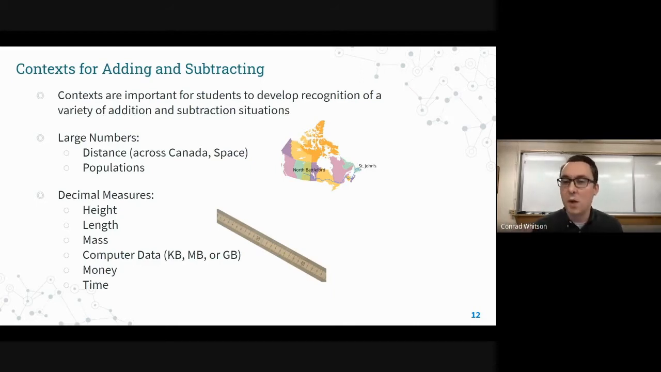Distances tend to work pretty well for finding some large numbers. Populations also tend to work pretty well for numbers in the 10,000s and 100,000s. And then when you're looking for decimals, we're looking for decimals involving tenths, hundredths, and thousandths across all three grades. So heights might be a common one, where you don't just want to measure to the nearest meter. Actual lengths of objects in centimeters or in meters as well. Mass is a common one in kilograms and grams. Computer data is an interesting one that tends to be measured to the nearest tenth, and then gets rounded up or reunitized into a larger unit.